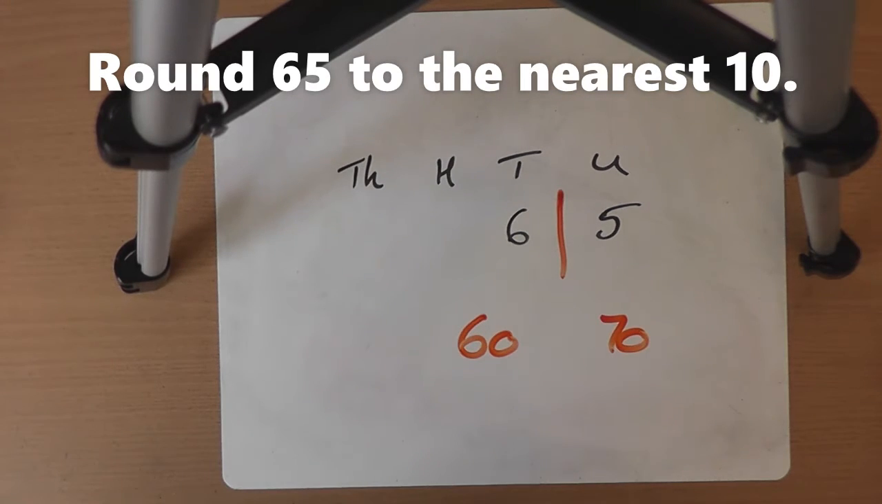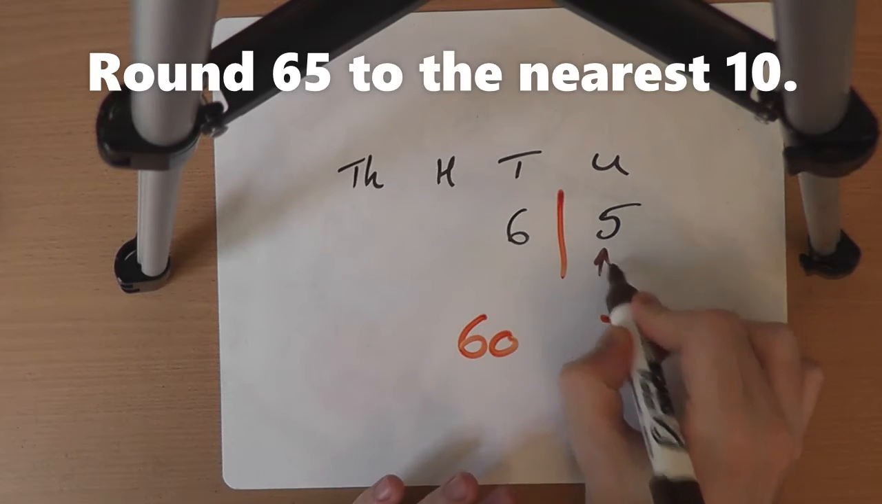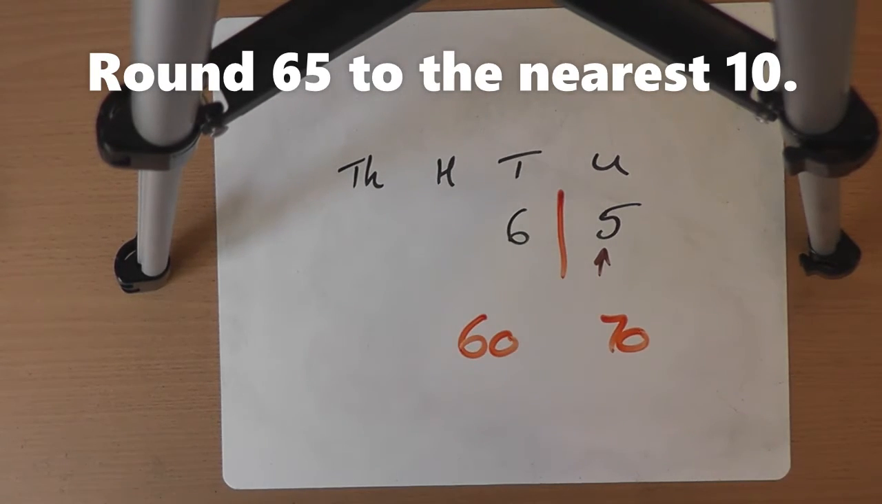We just need to work out which one it's closest to, but clearly 60 and 70 are the two tens numbers either side of 65. To work out which one it's closest to, we look at the first number after that split line. It is a 5. And it being a 65 means it's entirely in the middle. It's 5 away from 60 and 5 away from 70. Thing is though, this question exists, round 65 to the nearest 10, but if it's right in the middle, how can it be nearer to one or the other? Well, it can't. It is entirely in the middle.